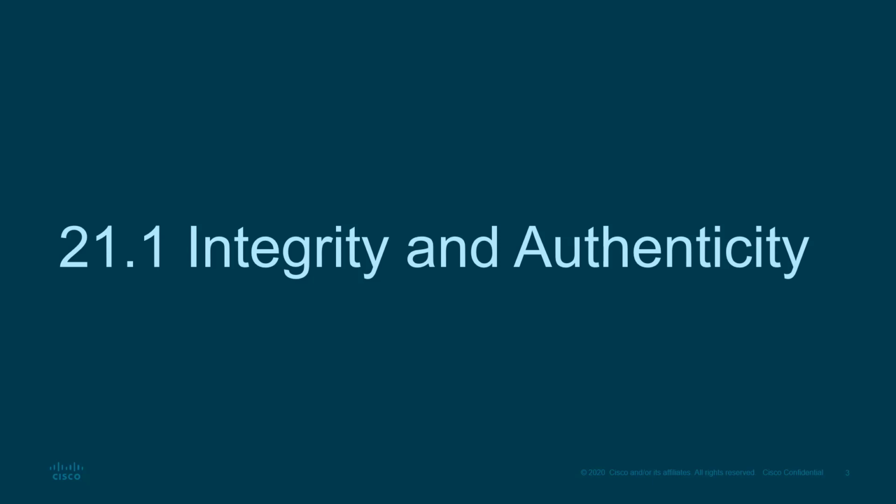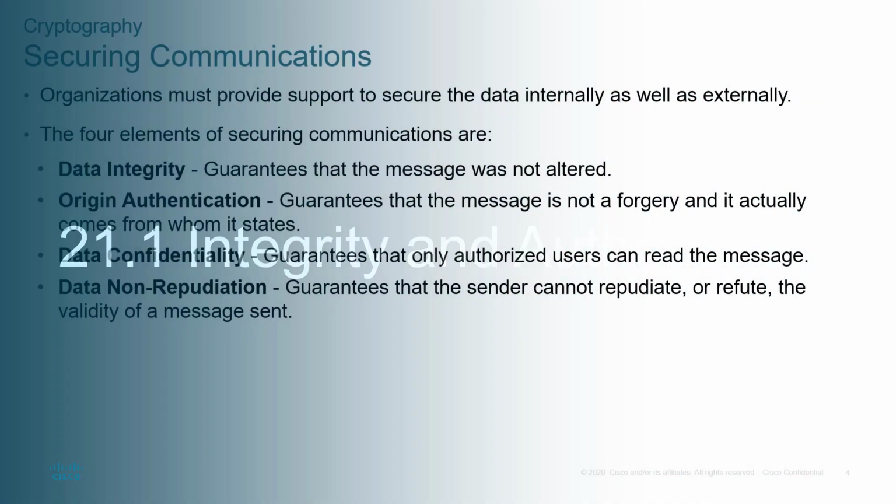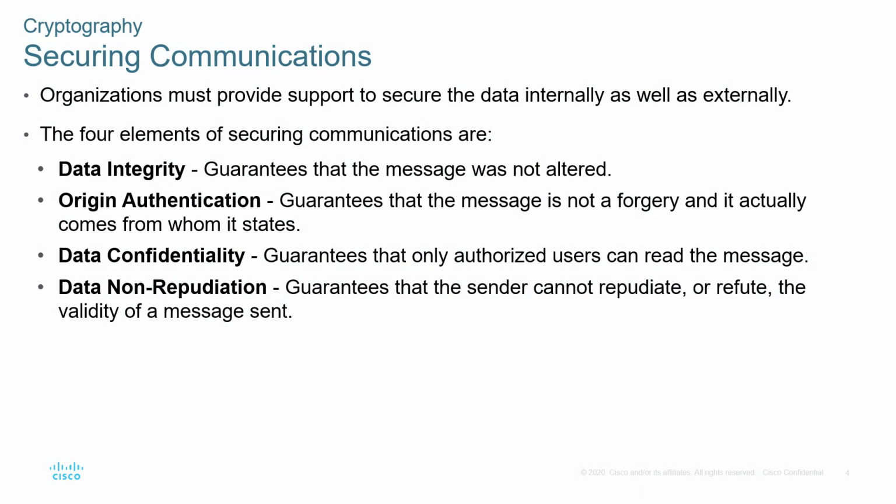So our first major section is integrity and authenticity. When we look at this, we're looking at four main elements: data integrity, origin authentication, data confidentiality, and data non-repudiation. The fun part is that integrity guarantees the message wasn't altered in transit. Origin authentication guarantees that the message is not forged and actually is from who it claims to be from. Confidentiality guarantees that only authorized users can read the message. And non-repudiation guarantees that the sender cannot repudiate or refute the validity of the message.